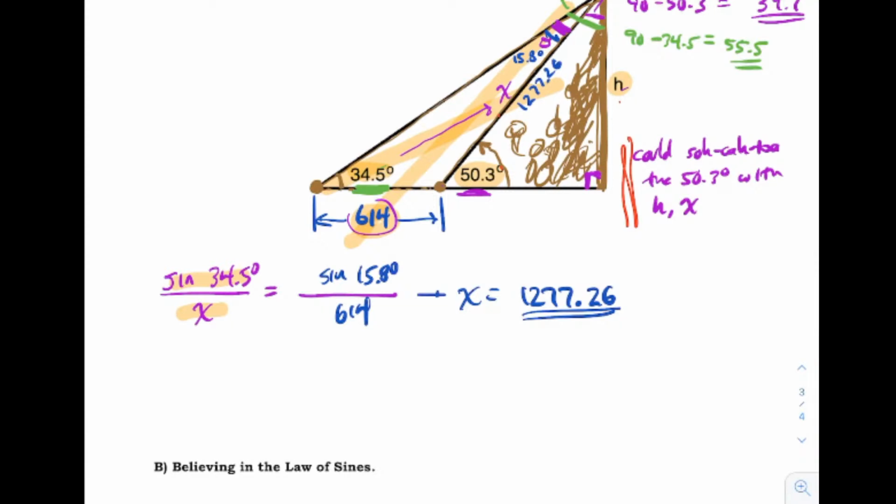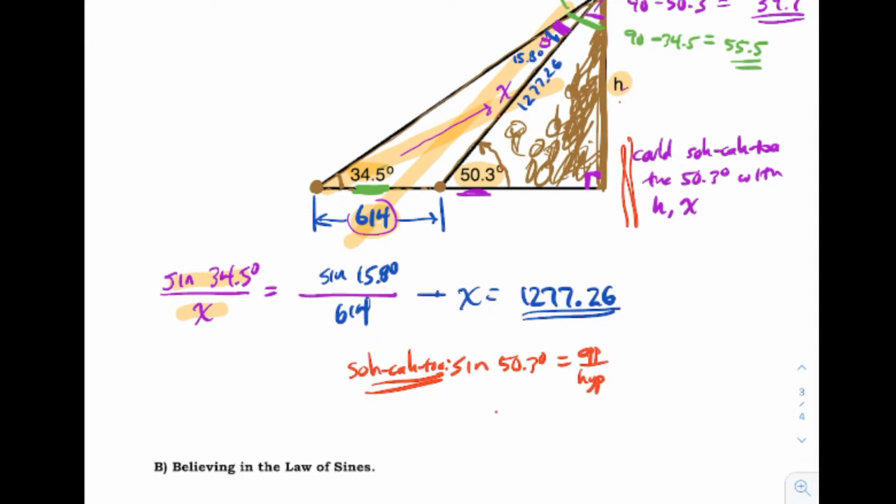So here we go, SOHCAHTOA time. So maybe I'll write that down, SOHCAHTOA. SOHCAHTOA is still going to be useful, of course. But the law of sines gave us the breakthrough moment. We couldn't have done this with, well, maybe we could have, but the law of sines sure made this a lot easier. So anyways, the sine of 50.3 degrees equals opposite over hypotenuse.